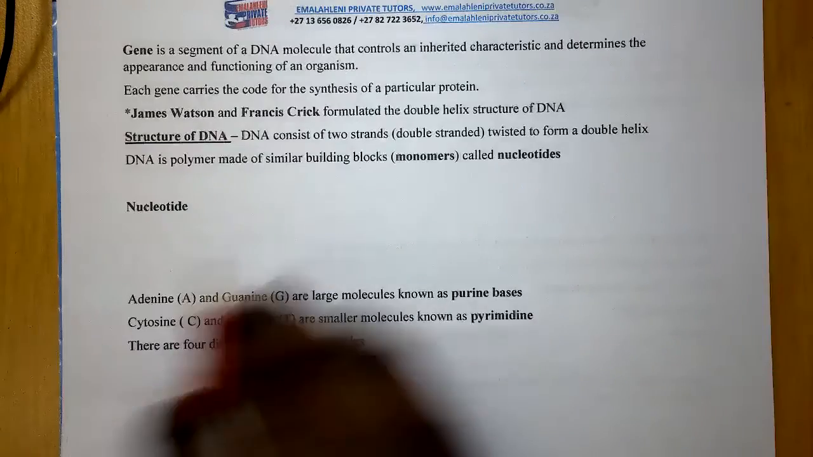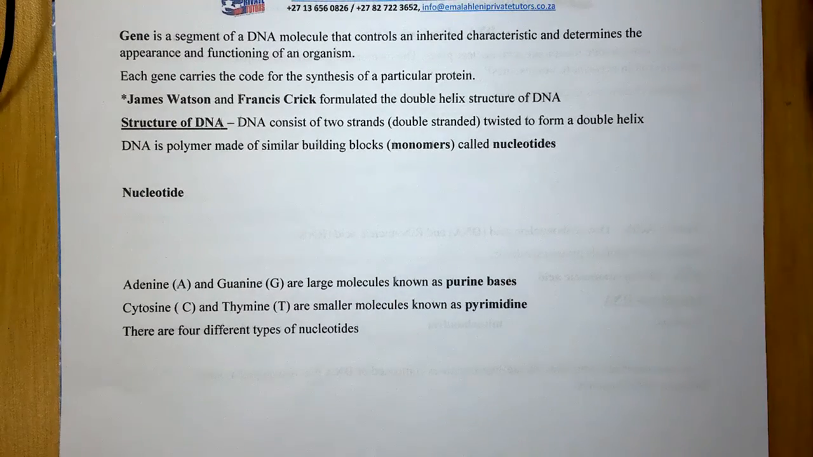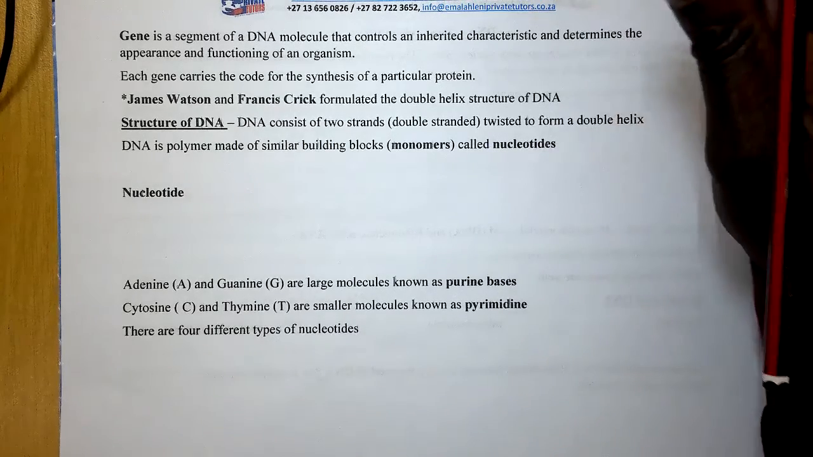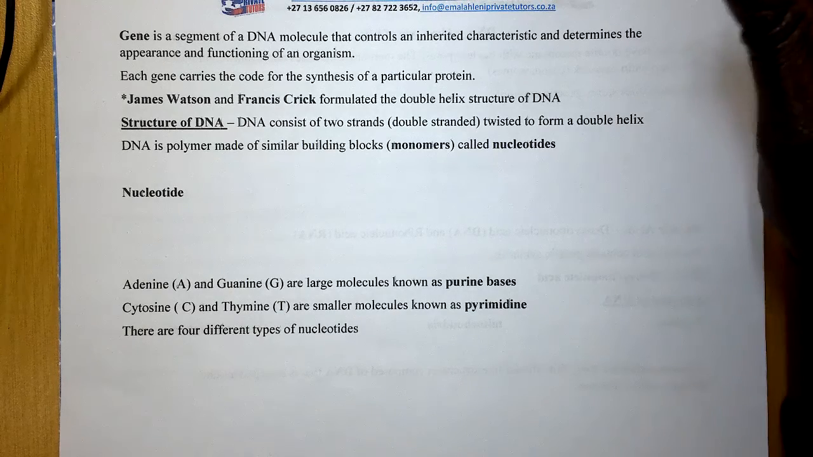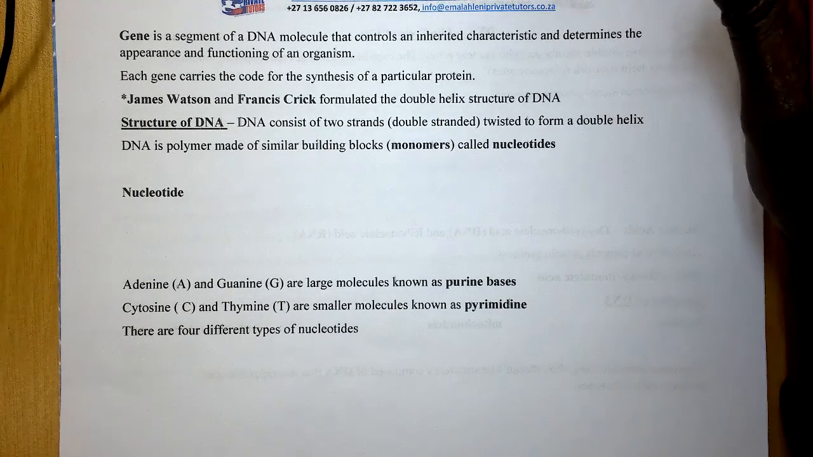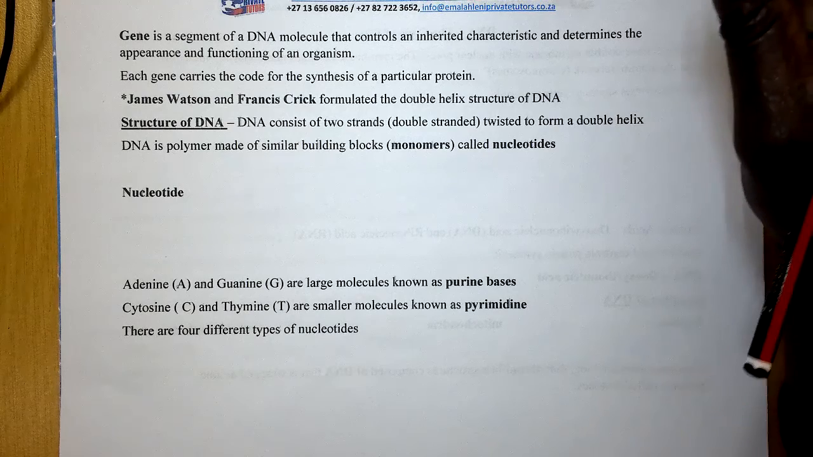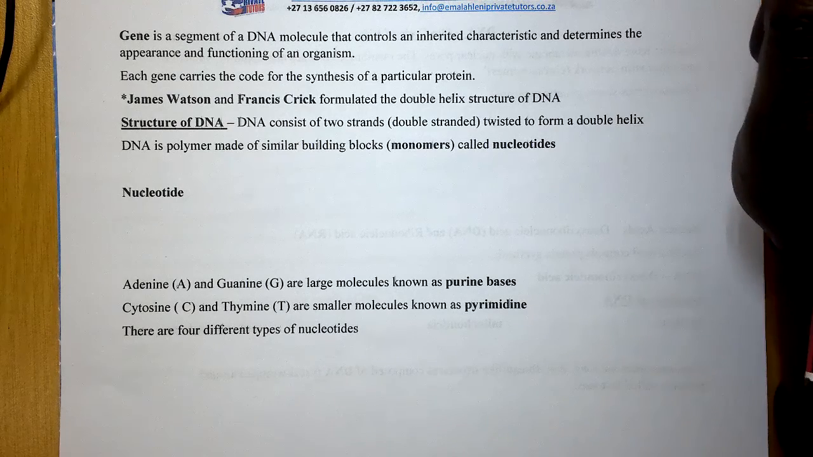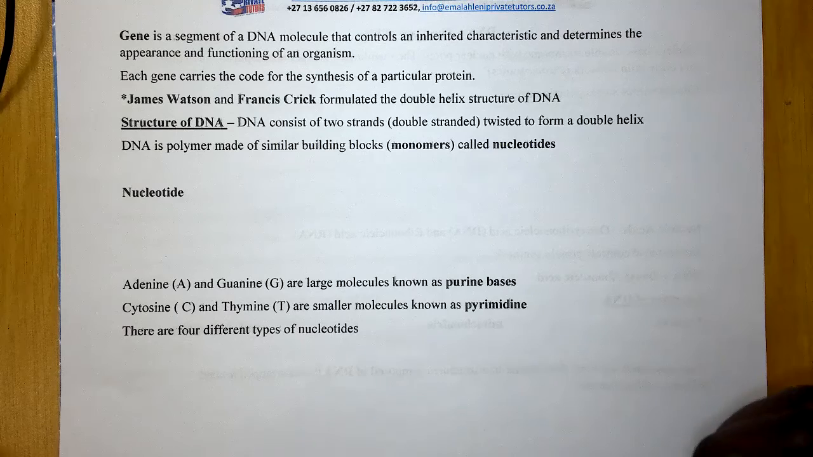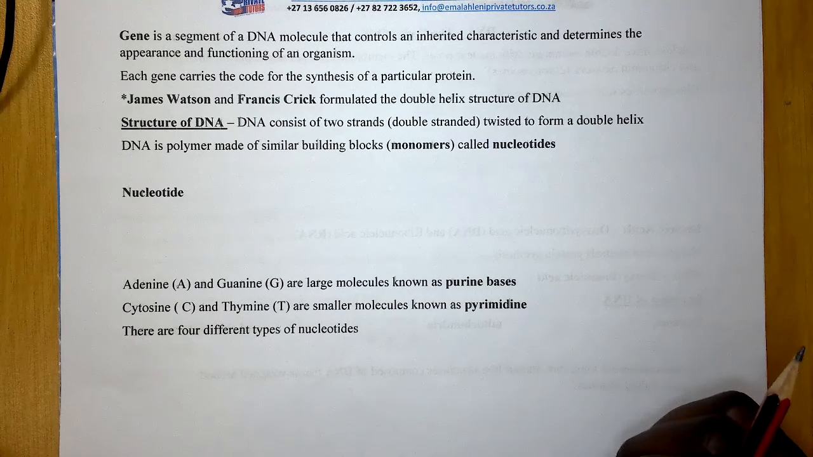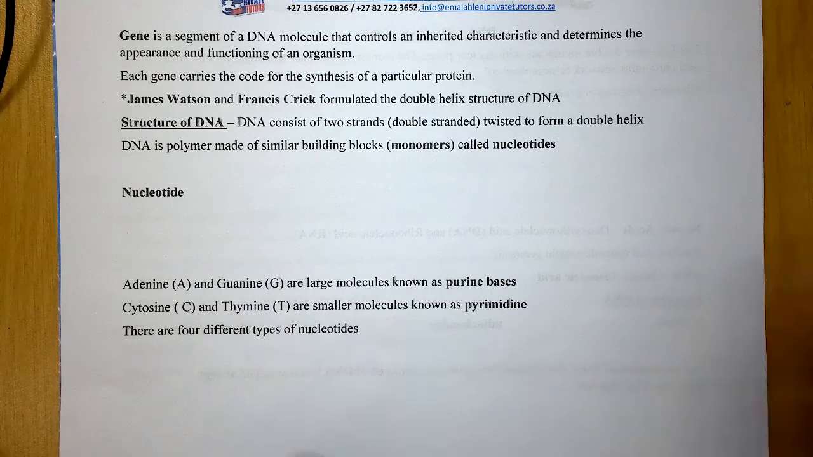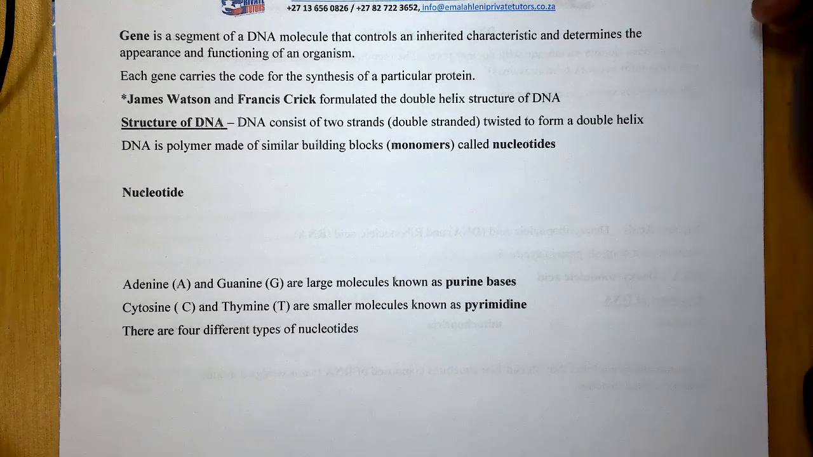Let's look at our next slide. We have what we call a gene. You need to understand the definition of a gene very well. A gene is a small segment of DNA that controls an inherited characteristic or determines the appearance and functioning of an organism. Each gene carries a code for the synthesis of a particular protein. Your DNA contains all the information for synthesis of all the proteins in our body, but for each protein, we have a particular gene that codes for it.